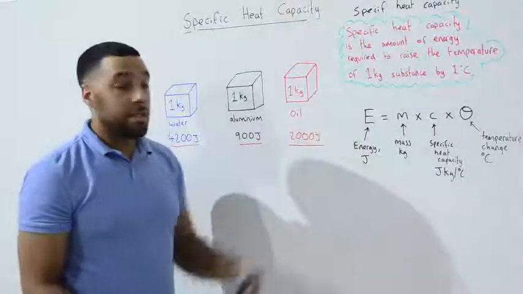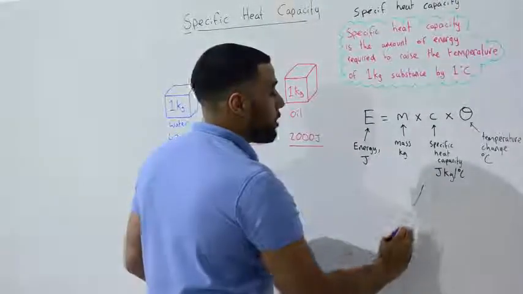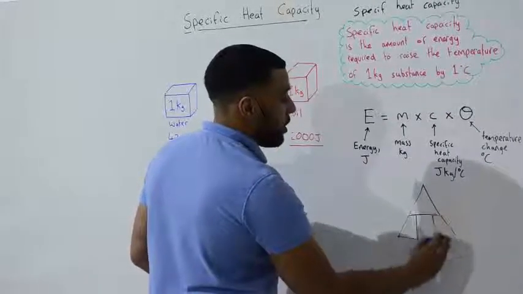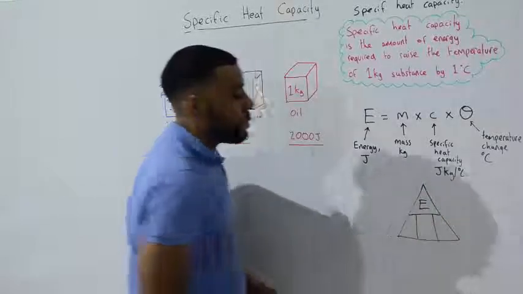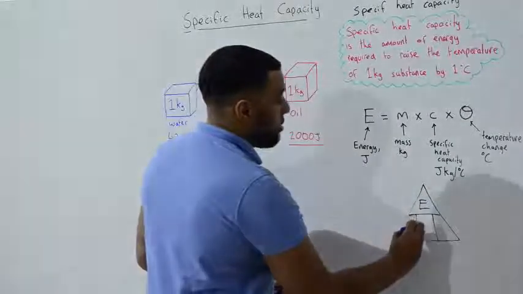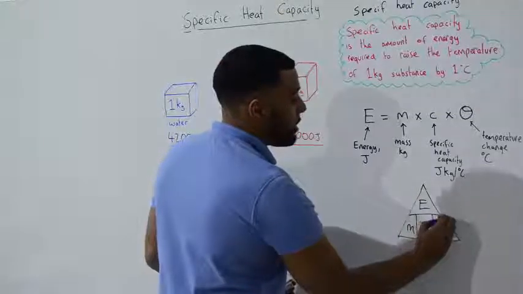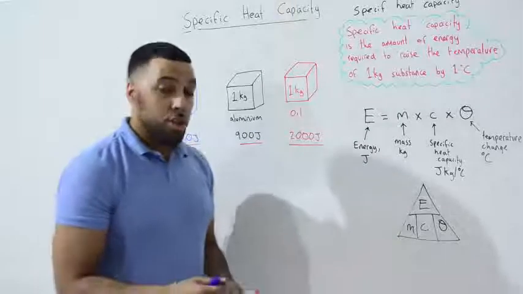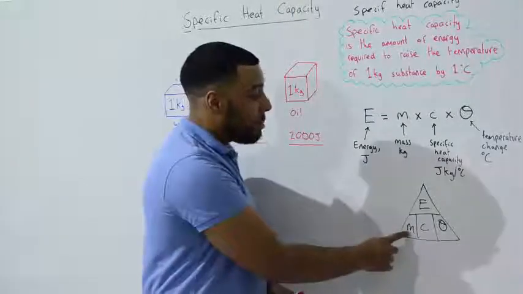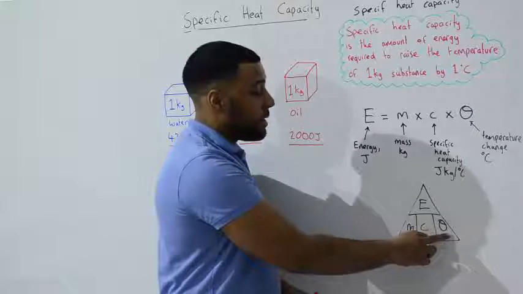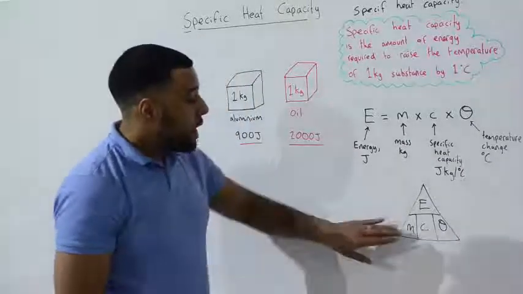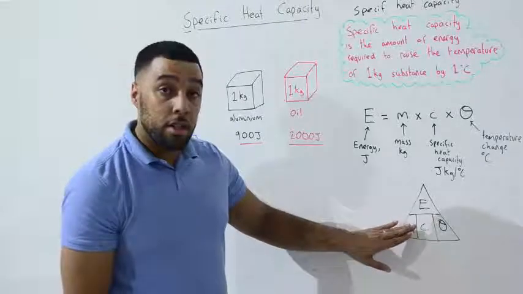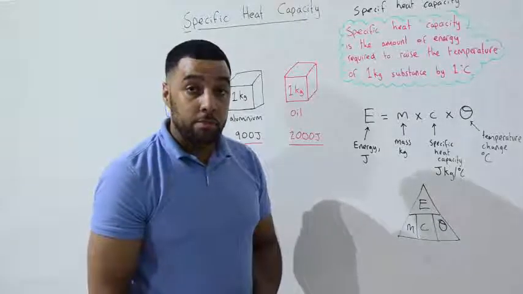If we was to place this equation into our triangle, energy would go at the top, mass, specific heat capacity, and temperature change would go at the bottom. You could be asked in your exam to calculate mass, specific heat capacity, or the temperature change, where you would just cover up the unit that you're calculating and carry on with the calculation.